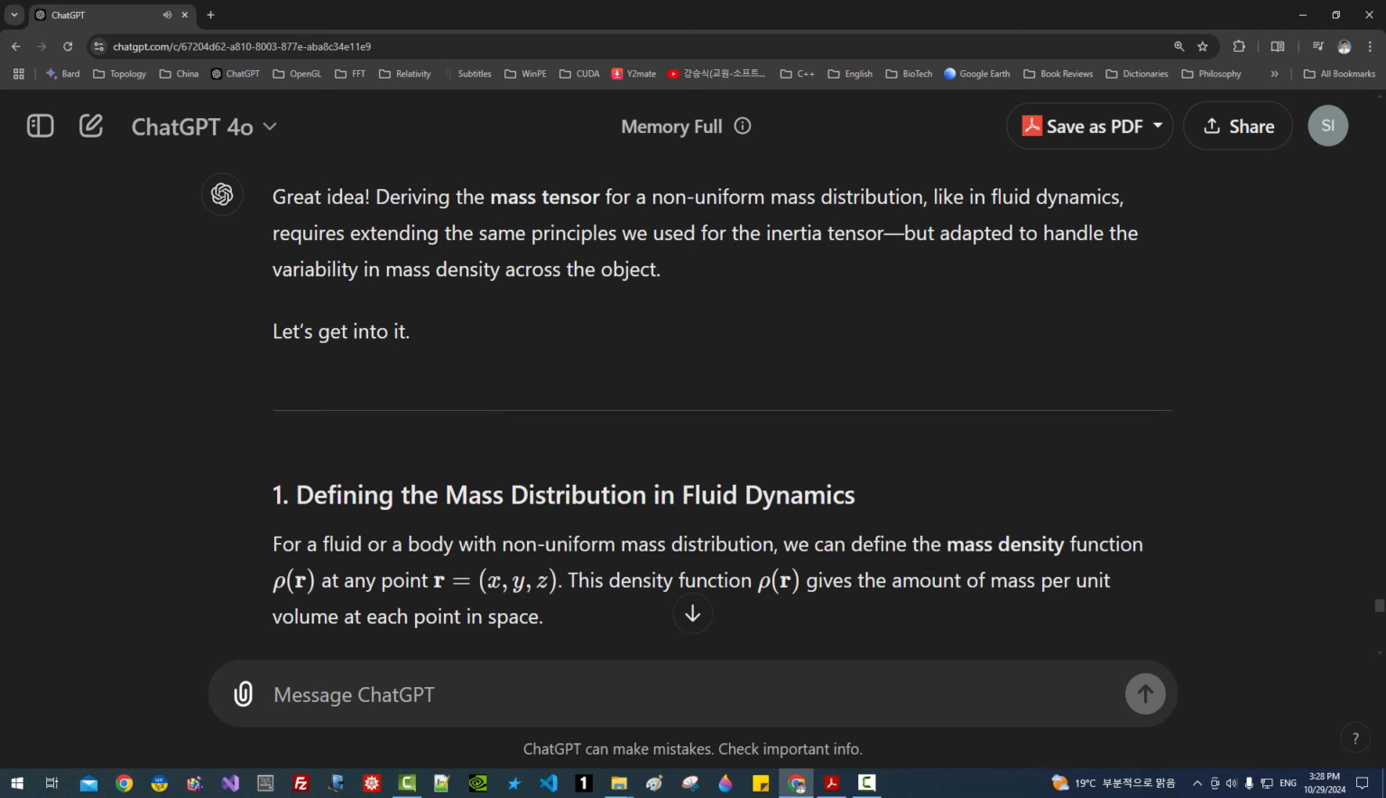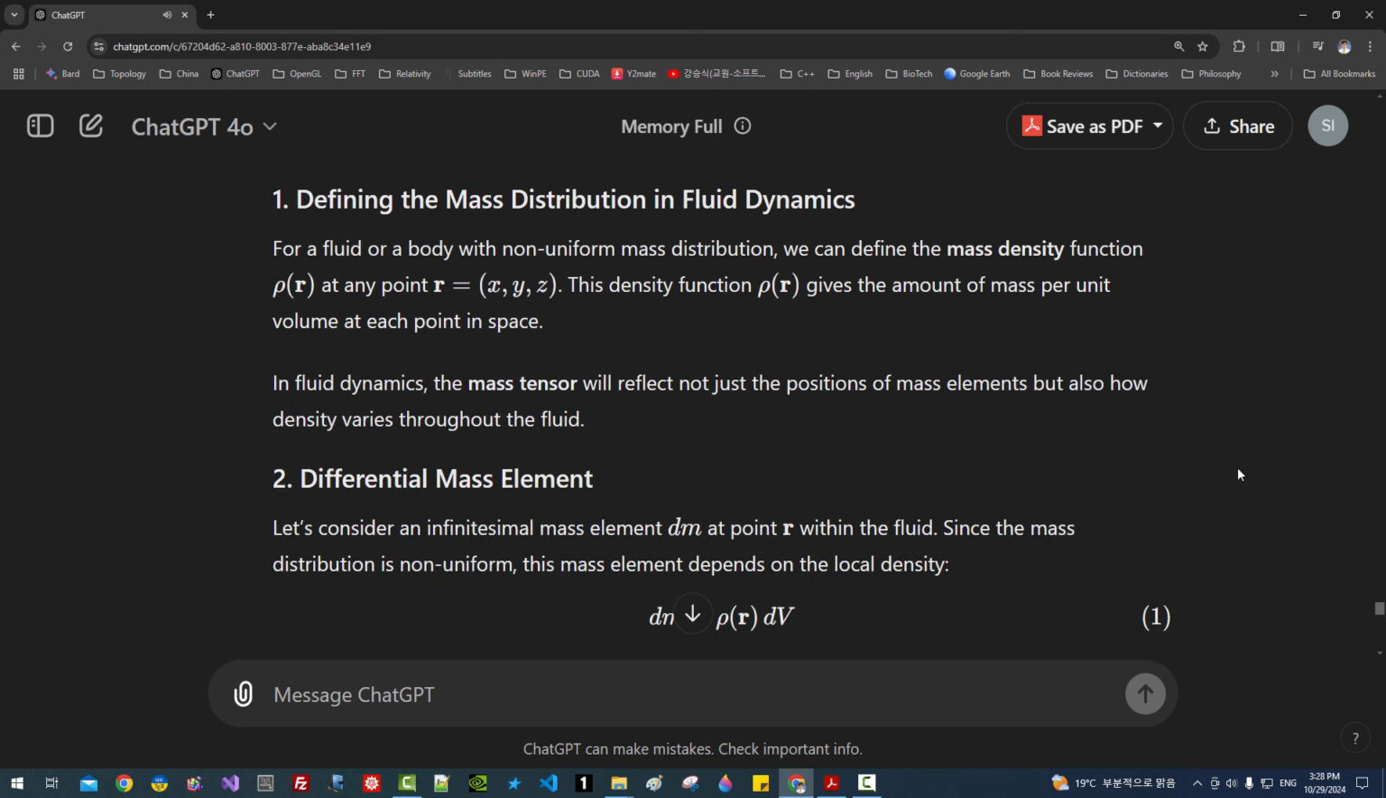Great idea! Deriving the mass tensor for a non-uniform mass distribution, like in fluid dynamics, requires extending the same principles we used for the inertia tensor, but adapted to handle the variability in mass density across the object. Let's get into it. 1. Defining the mass distribution in fluid dynamics.